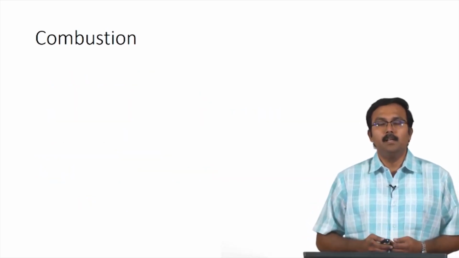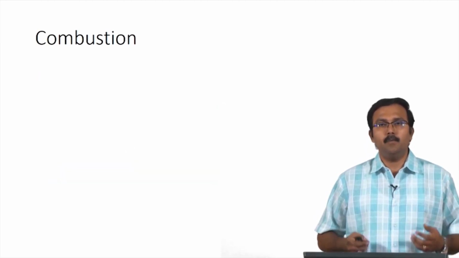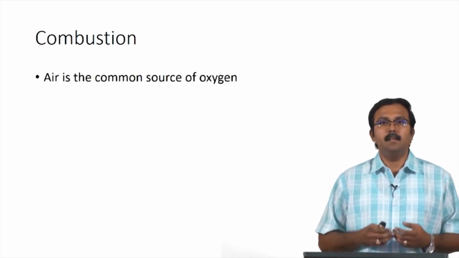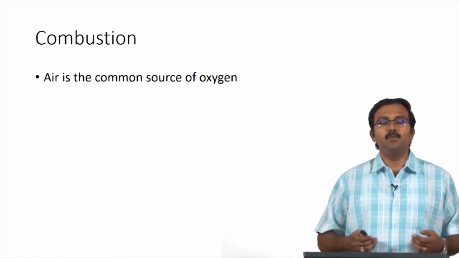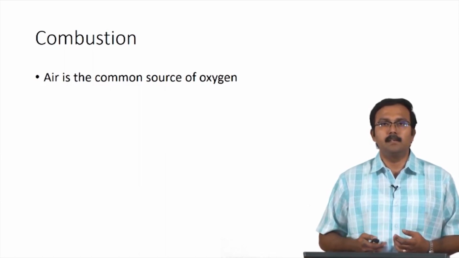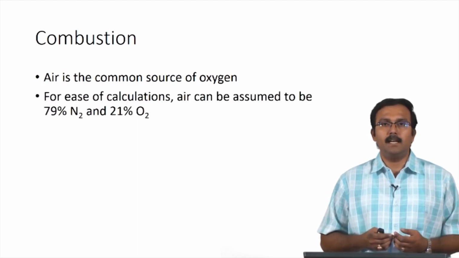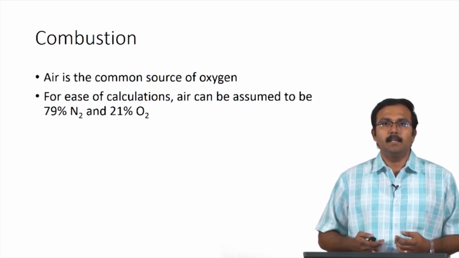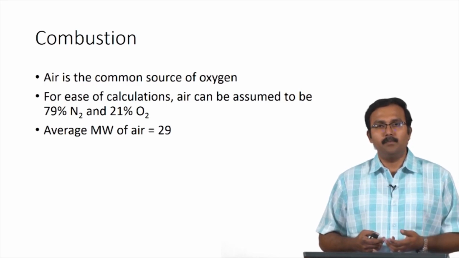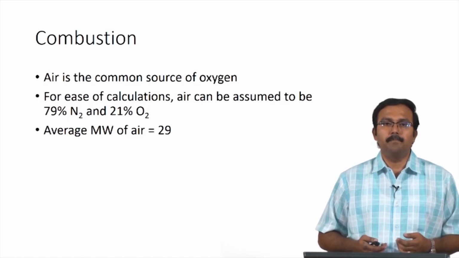In addition to fuel, combustion can happen only in the presence of oxygen. Air is used as the common source for oxygen. Purified oxygen is usually more expensive. For this reason, a cheaper alternative, which is air, is used in most chemical and biochemical processes for combustion of fuels. So, for ease of calculations, air is considered to be 79% nitrogen and 21% oxygen. So, the molecular weight of this particular composition of air would be 28.84 grams per mole to be accurate, or 29 grams per mole roughly.